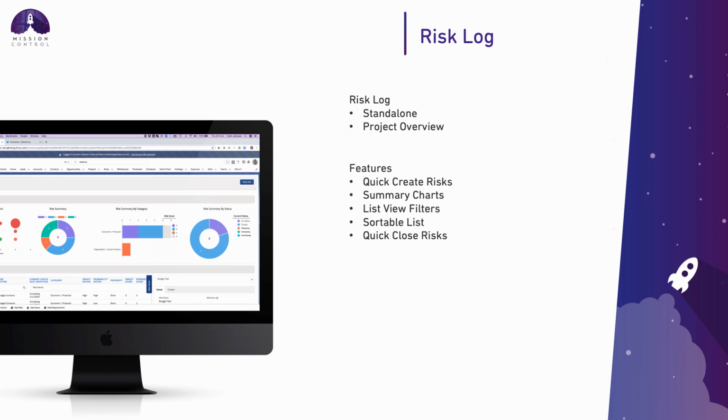So following on the back of the introduction of the action pad and the issue log, we received a few requests from customers to say they would love to see that same level of functionality applied to the risk log. So pleased to say that we've introduced that. So the risk log can now be used as a standalone tool or as normal on the project overview. And similar to those action pad and issue log pages, you've got the ability to quickly create your risks. You've got those summary charts at the top, the ability to apply list view filters, sorting the list of risks, and then quickly closing them as well.